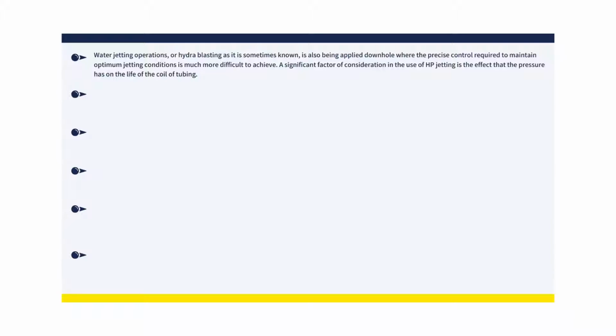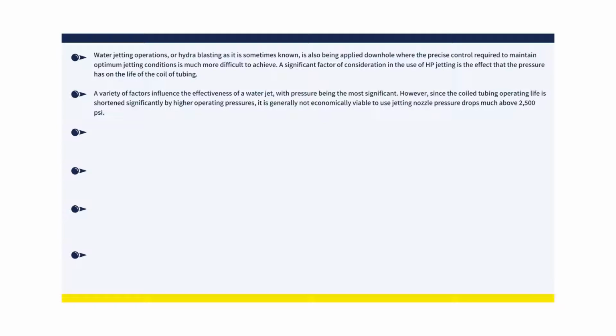High-pressure water jetting is well established in general industry for cutting, cleaning and surface preparation. Water jetting operations, or hydroblasting as it is sometimes known, is also being applied downhole, where the precise control required to maintain optimum jetting conditions is much more difficult to achieve. A significant factor of consideration in the use of HP jetting is the effect that the pressure has on the life of the coiled tubing.